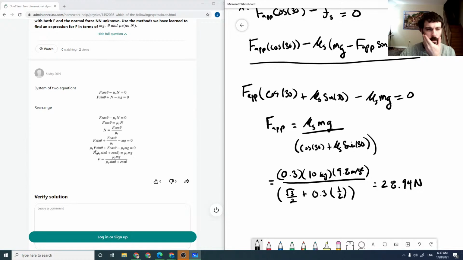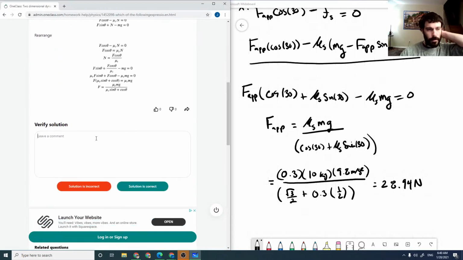Okay, so if we check through the solution here, we've got two equations, rearrange, we eventually come to this equation, which looks the same, and they actually didn't finish it either. I'm just going to say its final solution, F equals 28.94 newtons.